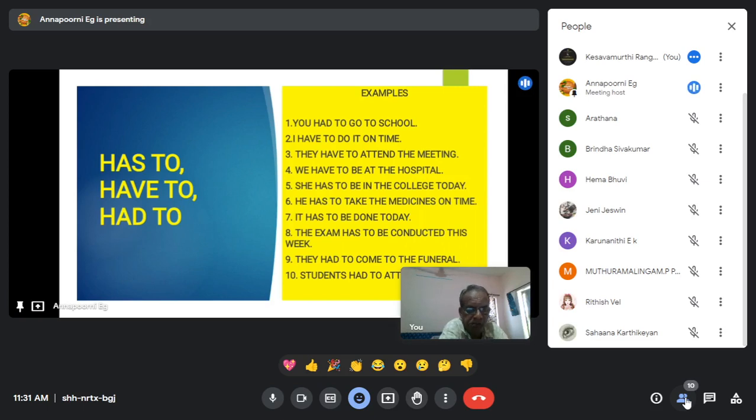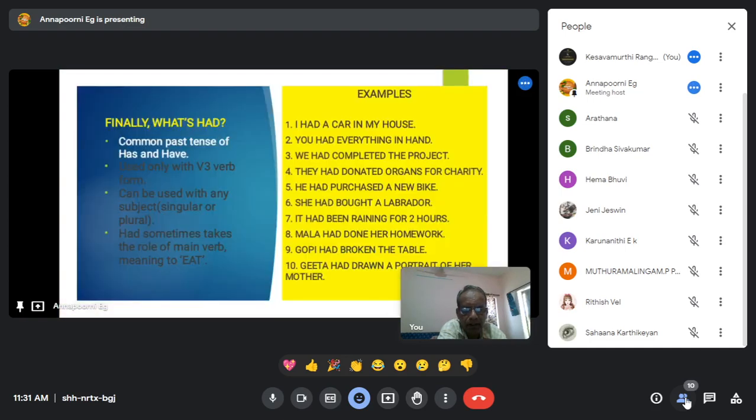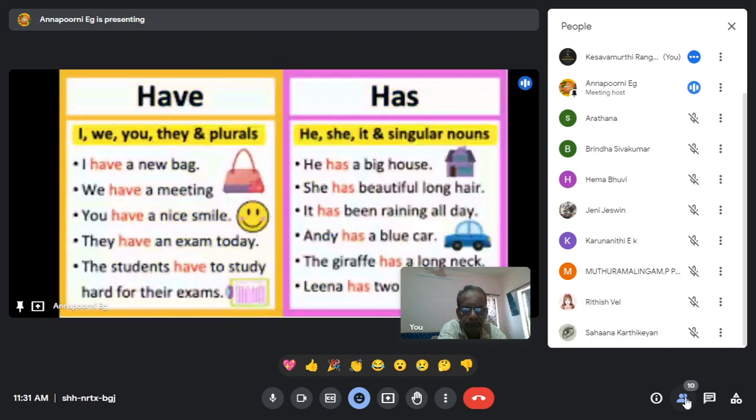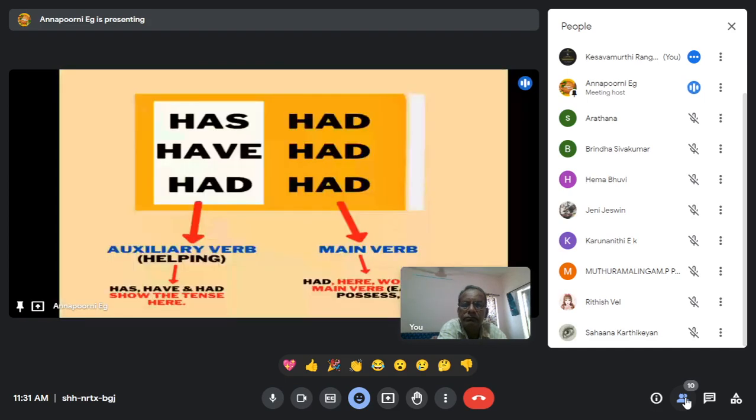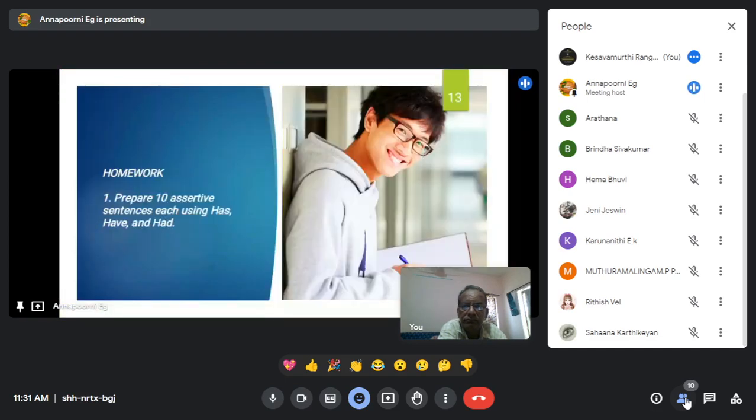So the sentences can be in past tense also. That is why we are using had to. If it is has and have, the sentences are in present tense. Had means it is in past tense. So this is what we have discussed in today's class. With this, we have completed has, have and had.